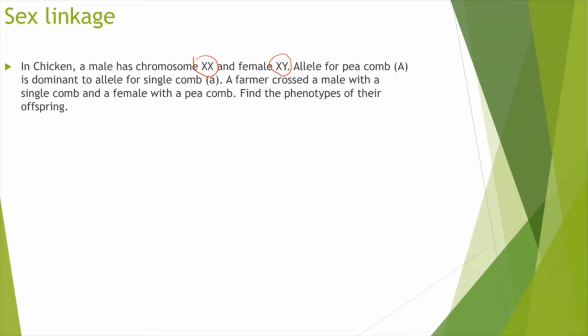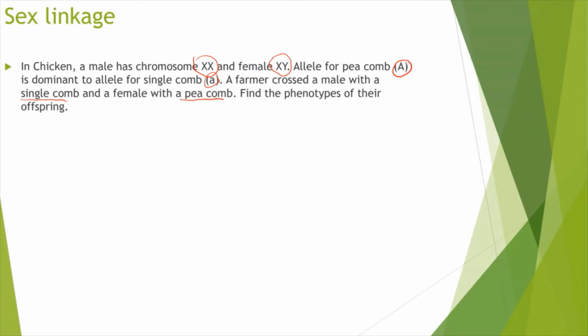So the allele for a P-comb they've given me would be a capital A, which is dominant to the allele for a single comb, which is lowercase a. So I can use them. Then it's told me that a farmer crossed a male with a single comb, so the male had a single comb and the female had a P-comb, and to find the phenotypes of their offspring.